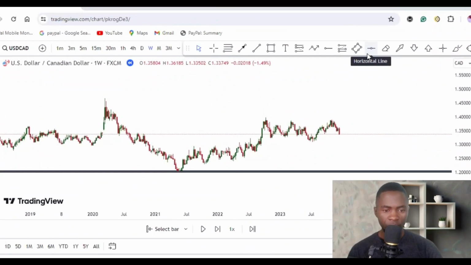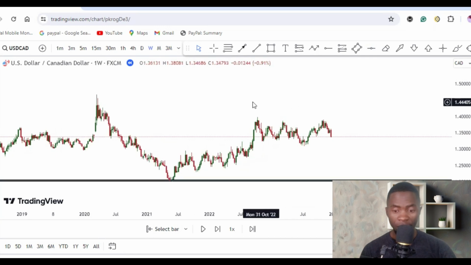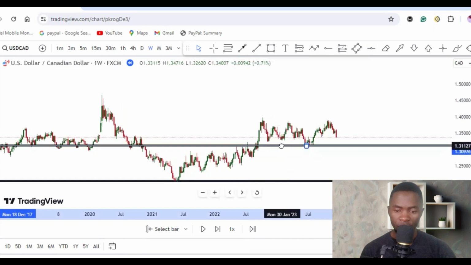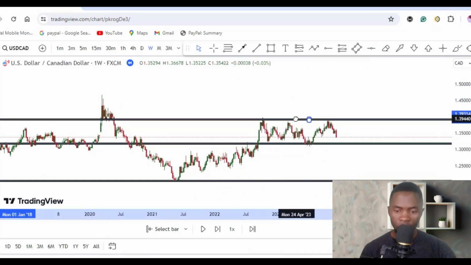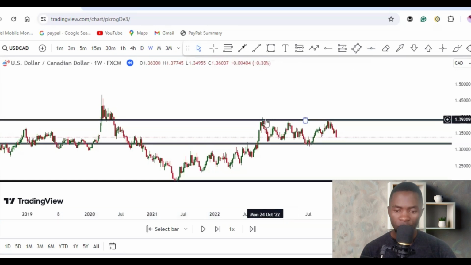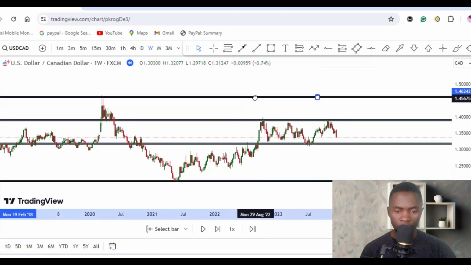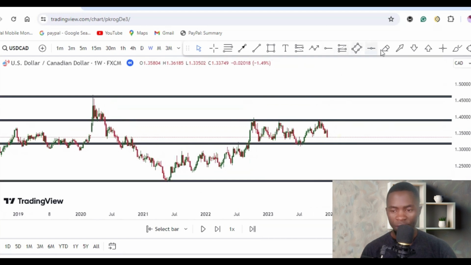So we are going to start with the USD CAD on a weekly time frame. The first thing that I am going to do, I'm going to plot my levels on importance levels. I'm going to plot my levels. So those are the first thing that I'm going to do. This is only what I do on a weekly or monthly time frame. So already I have drawn my levels on weekly time frame.